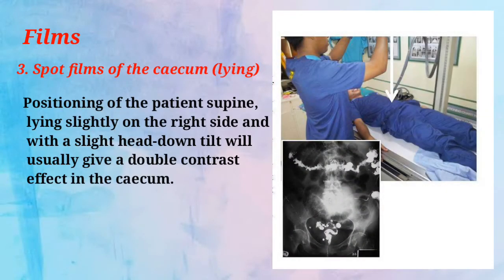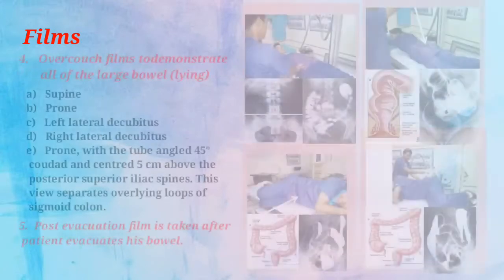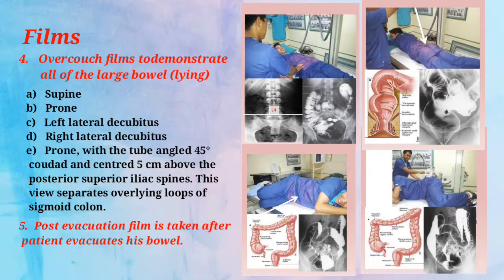Spot film of the cecum: positioning of the patient supine, lying slightly on the right side and with a slight head down tilt will usually give a double contrast effect in the cecum. Overcouch film to demonstrate all the large bowel.